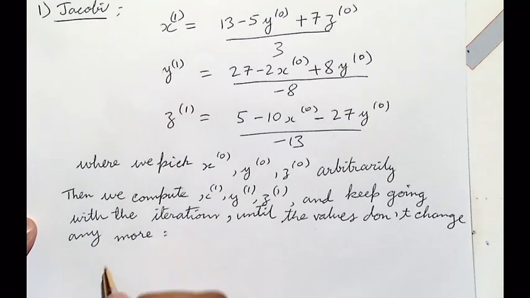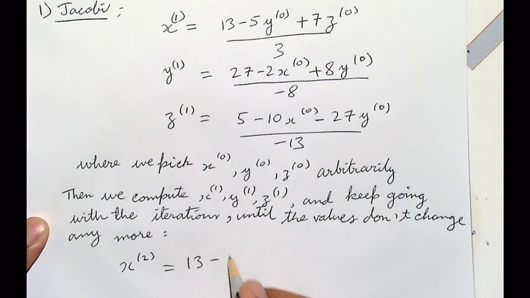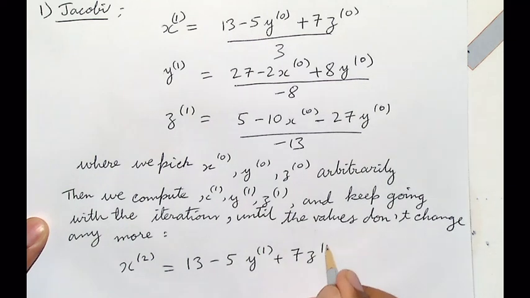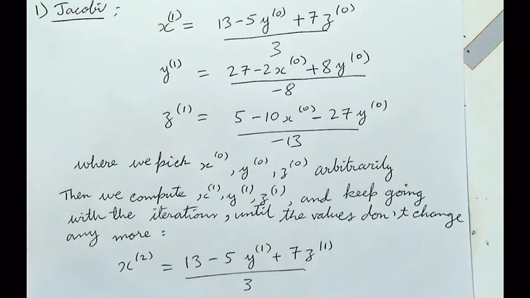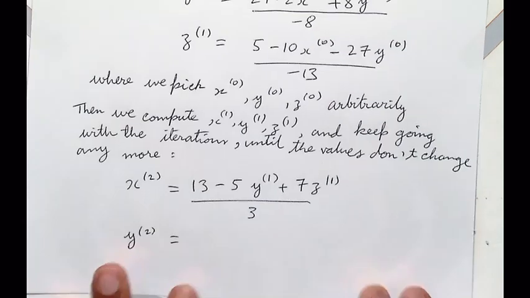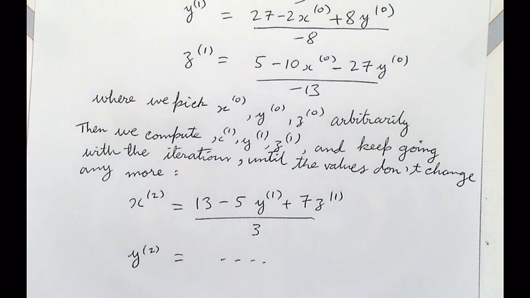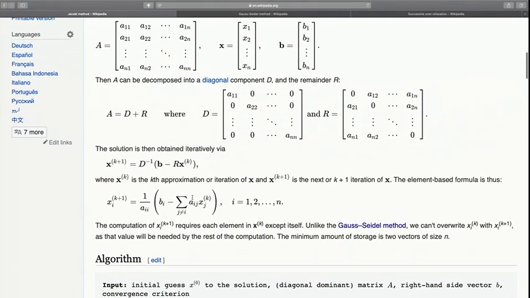Okay, so what would x2 be? x2 is, we just take the same equation, 13 minus 5y1 plus 7z1 over 3. y2 is, again, the same thing we wrote before, but with x1s and z1s. Okay, so there's nothing here. And then people write all of this. Okay.